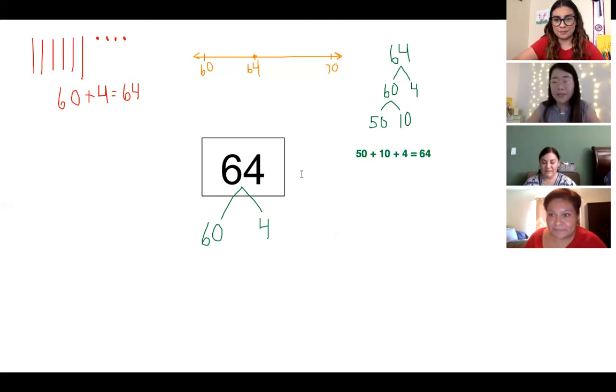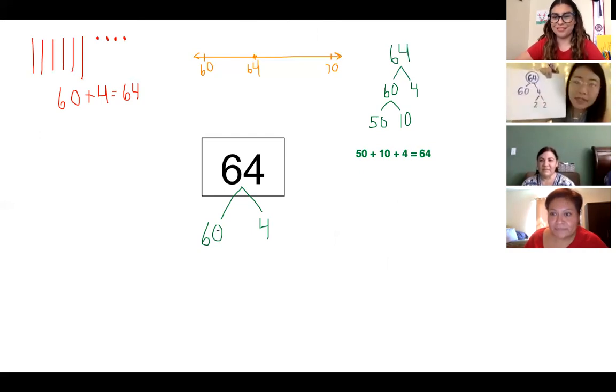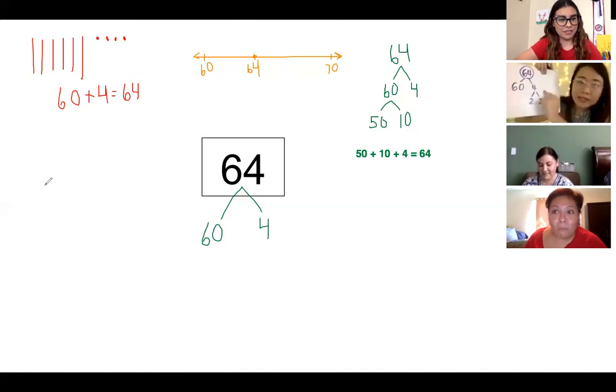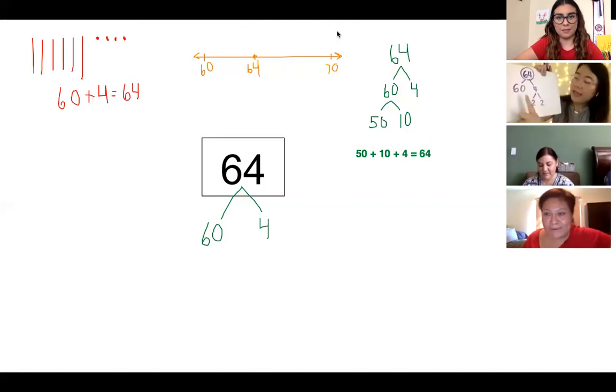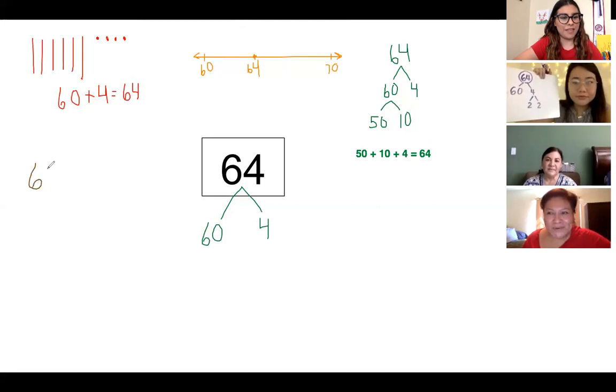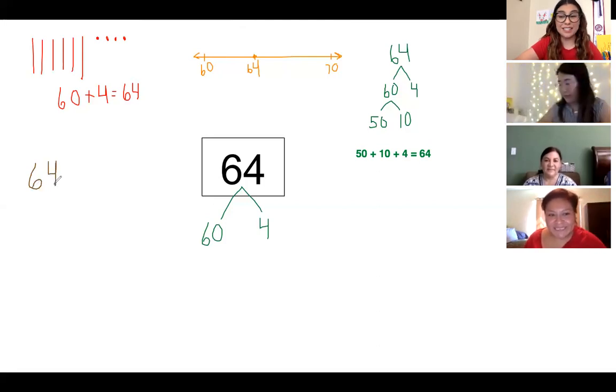So this is something new for me. So what I did first was I broke it into 2 numbers that I was able to remember with Ms. Rosales' strategy, but instead of breaking down the tens, I broke down the ones to make it 2, and because I know 4 is 2 plus 2. So now I have 60 plus 2 plus 2. Perfect. So I'm going to write that here. So Miss T had 64 and she decomposed it once. The first time she decomposed it, she went into 60 and 4, just like we have it here.